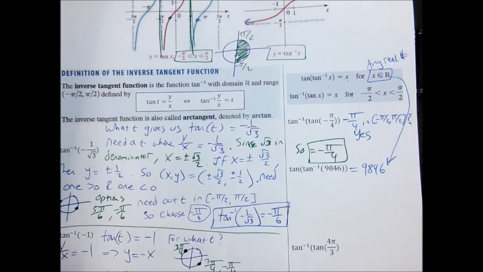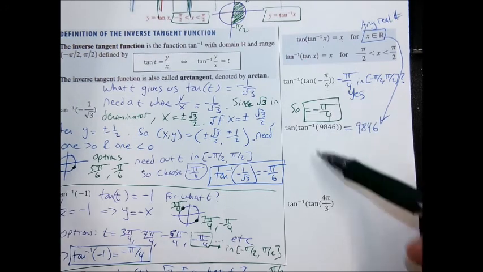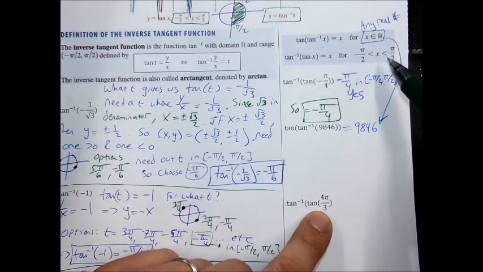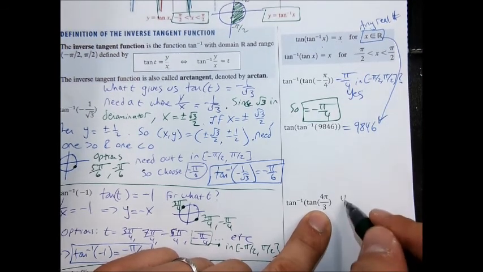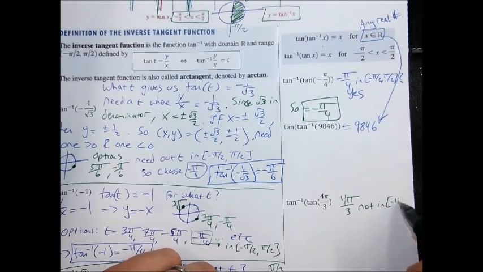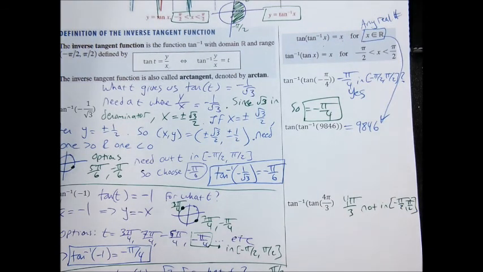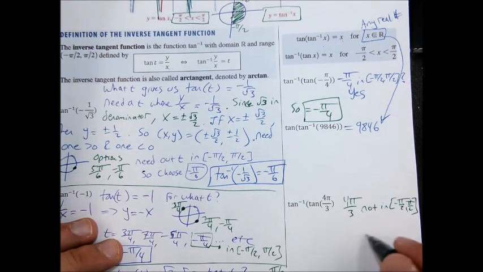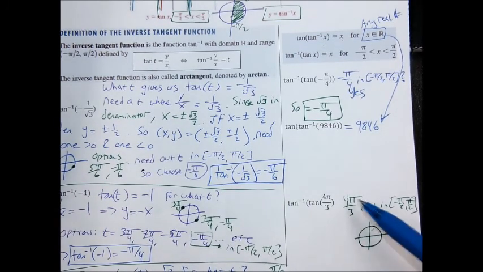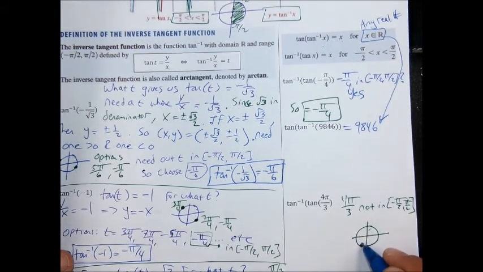All right, last one. This is the same as the first type example, but the problem is 4 pi over 3 is not in between minus pi over 2 and pi over 2, right? So 4 pi over 3 is not in the correct interval. And so let's figure out an angle that is in the correct interval. So let's think about where 4 pi over 3 is. 4 pi over 3 is one step of pi over 3 past pi. So that's down here.